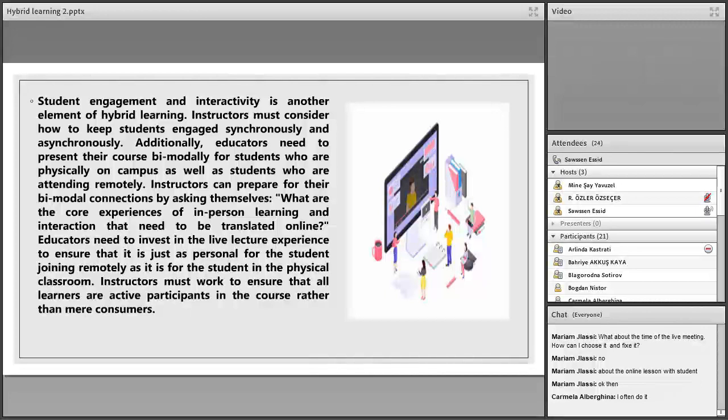What are the core experiences of in-person learning and interaction that need to be translated online? This is very important. Educators need to invest in the live lecture experience to ensure that it is just as personal for the student joining remotely as it is for the students in the physical classroom.